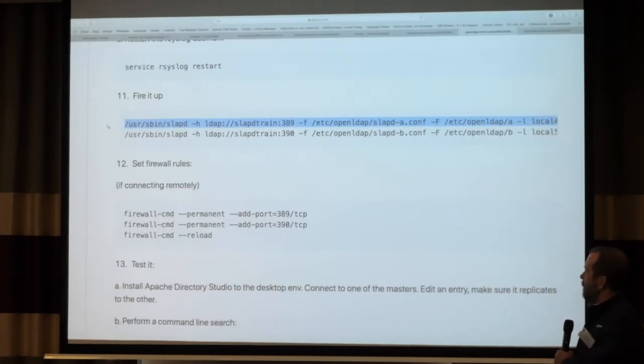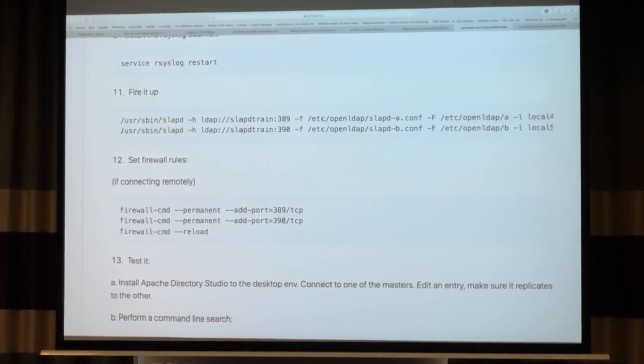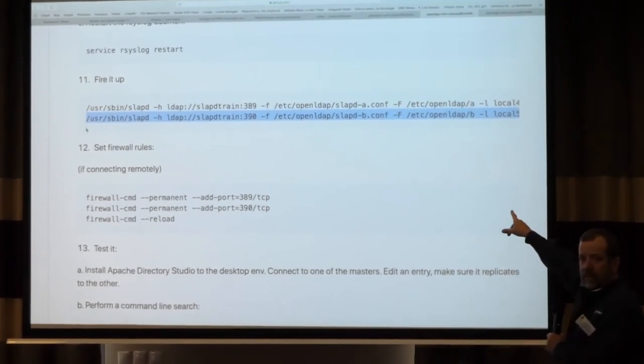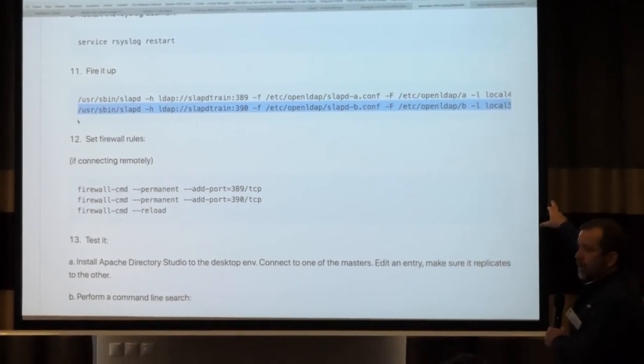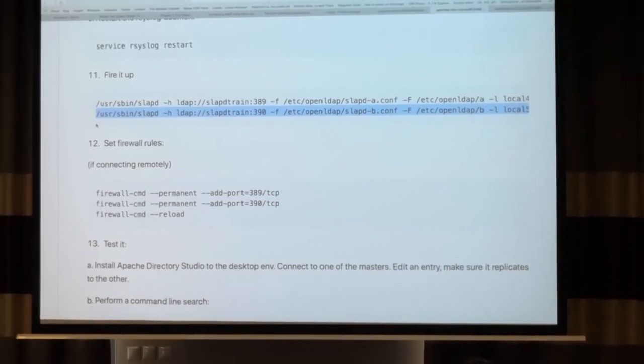Master A is running on 389. Master B will be running on 390. You can kind of see at the command line how we're pathing in the various config files and the config directories and routing it to a particular logger. This is fine for testing. You wouldn't do it that way in production.